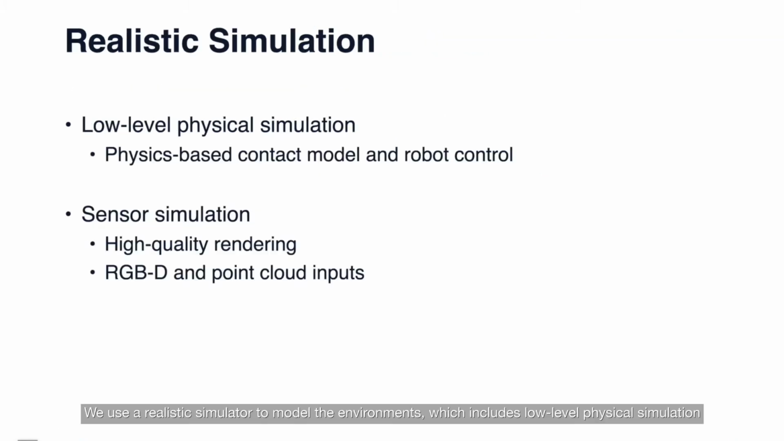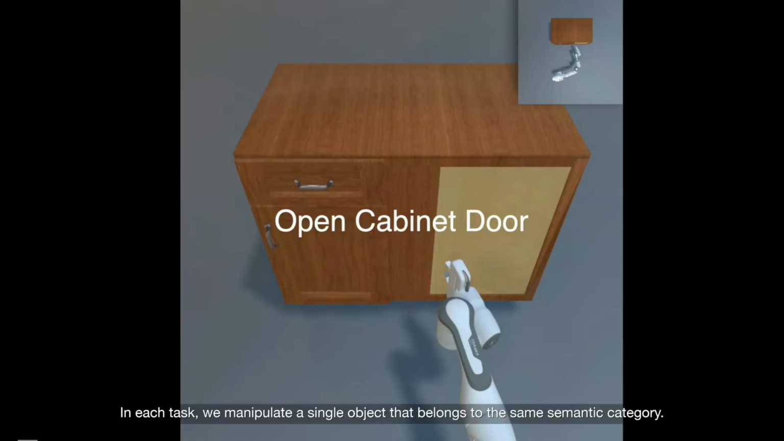We use a realistic simulator to model the environments, which includes low-level physical simulations such as physics-based contact models and robot controls, as well as high-quality visual sensor simulation that provides RGBD and point cloud data. In each task, we manipulate a single object that belongs to the same semantic category.